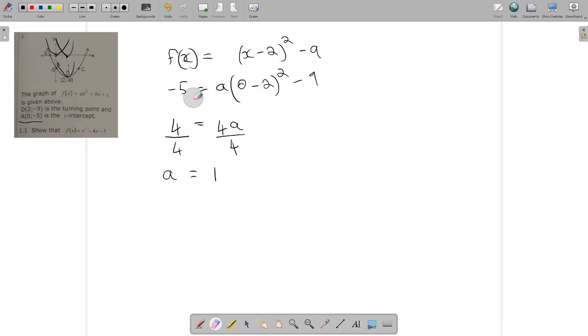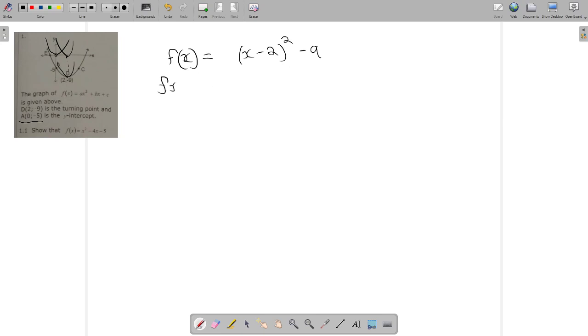So now we've got our parabola in our turning point form. So to get this into the form that they've asked for, which is f of x is equal to ax squared plus bx plus c, what we'll do is we'll simplify.